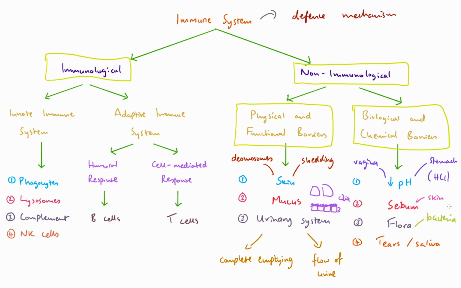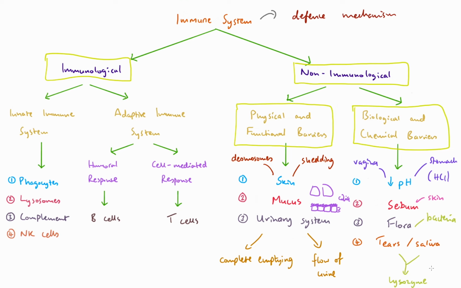The last biological and chemical barrier we've got are tears and saliva. So both of these produce something called lysozyme, or contain something called lysozyme. So lysozyme is an enzyme which is involved in breaking down the cell wall of bacteria. So it essentially kills bacteria.